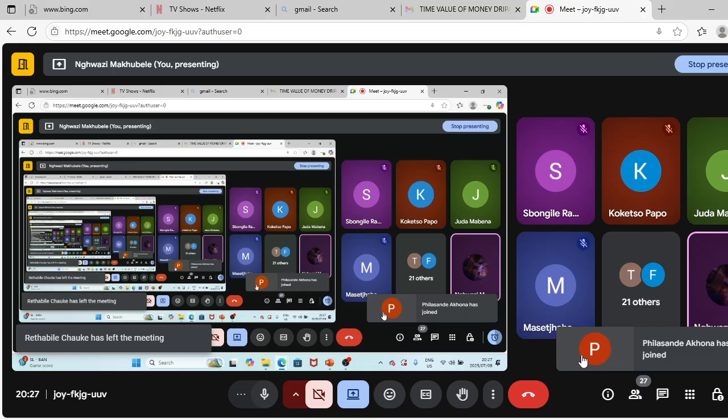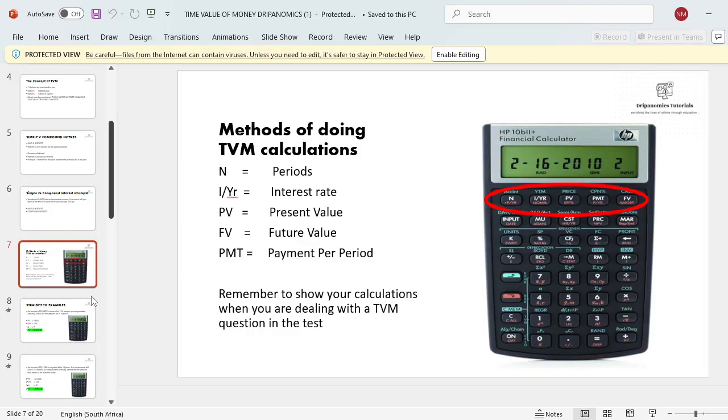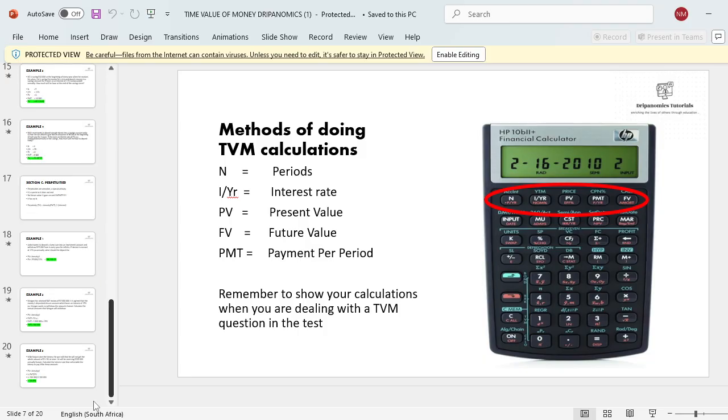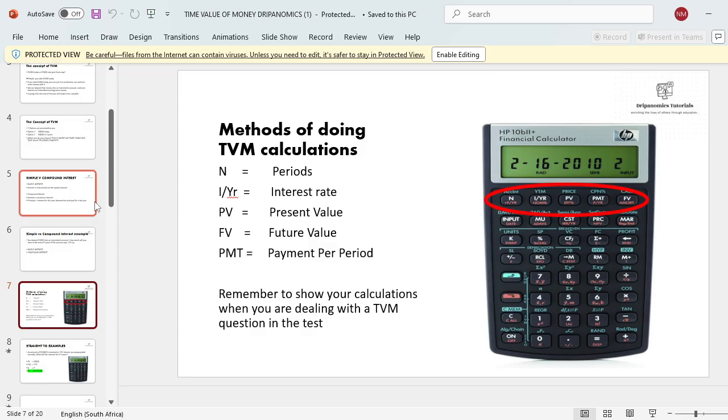So what we're doing now is calculations. I think for the next 25 minutes, we will be doing those calculations. It's from page 8 to page 20. It's not that deep though. You guys will understand. Okay, let's go on to the calculations.